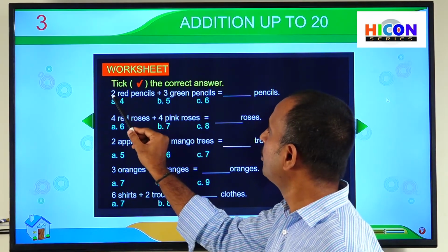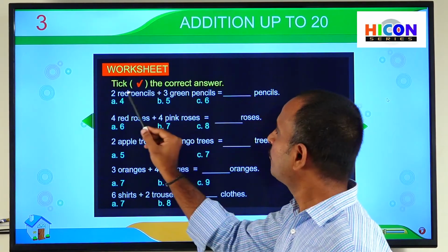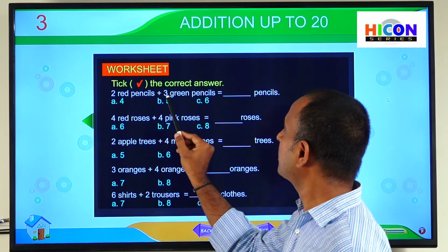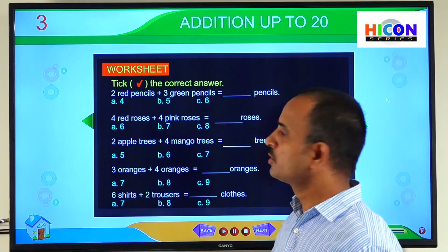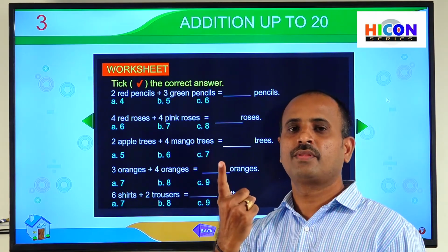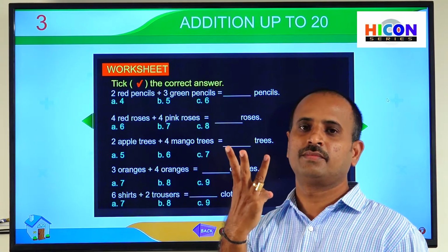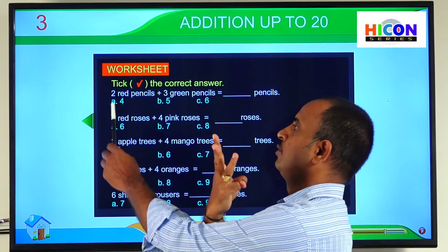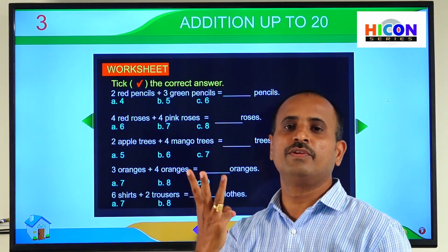So we have to add 2 and 3. The first number is 2 and the second number is 3. So open 3 fingers of your hand. It is 1, 2, 3. So what is the first number here? 2. So after 2, we will get 3.